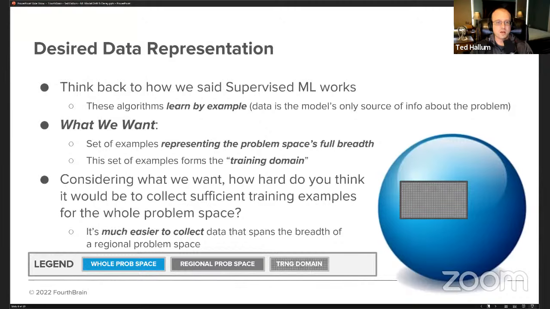Okay, so if we're successful, what we're going to get is a training domain, which is represented by this checkerboard pattern. And it's going to have a good distribution of training examples that cover the entire regional problem space that we want to model.